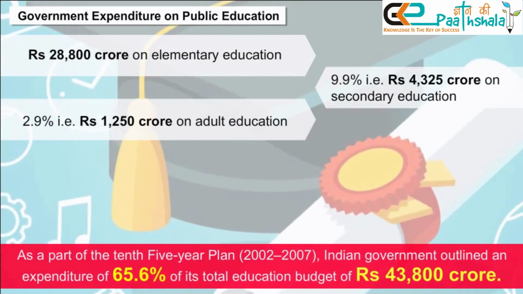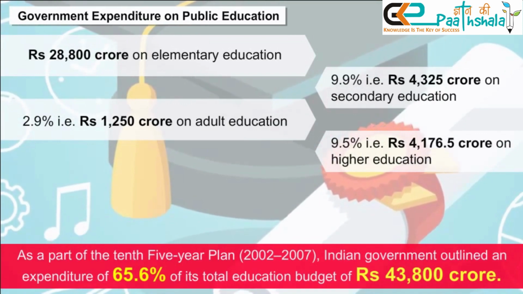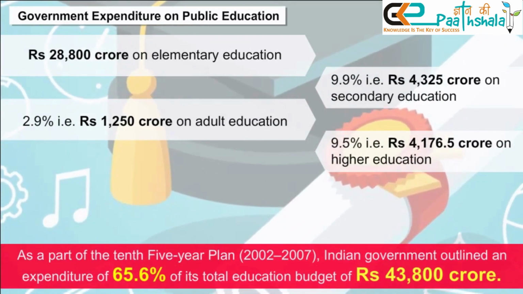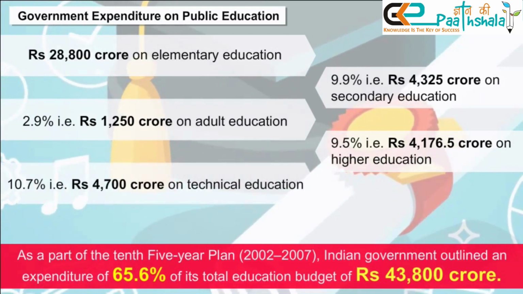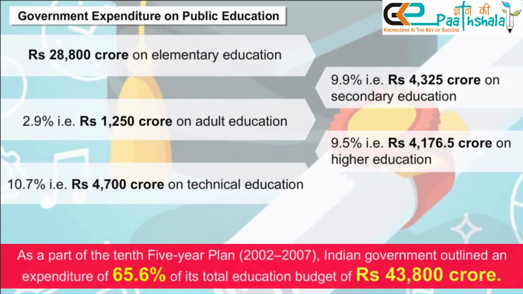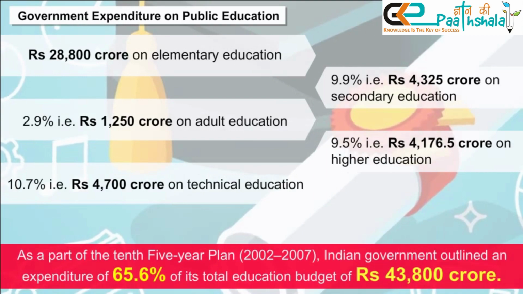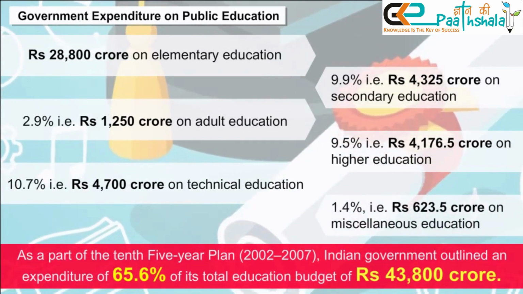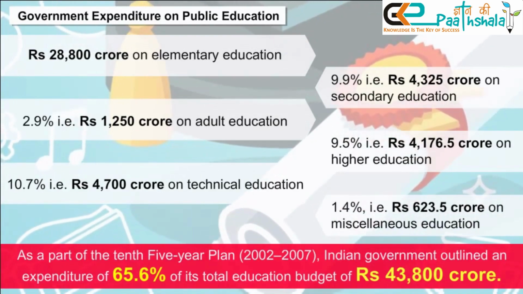1,250 crore rupees on adult education, 9.5%, that is 4,176.5 crore rupees on higher education, 10.7%, that is 4,700 crore rupees on technical education, and the remaining 1.4%, that is 623.5 crore rupees on miscellaneous education schemes.